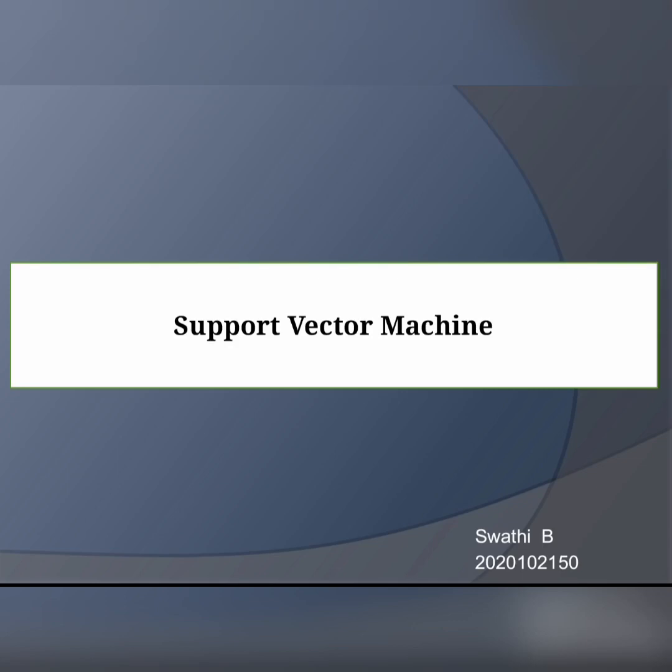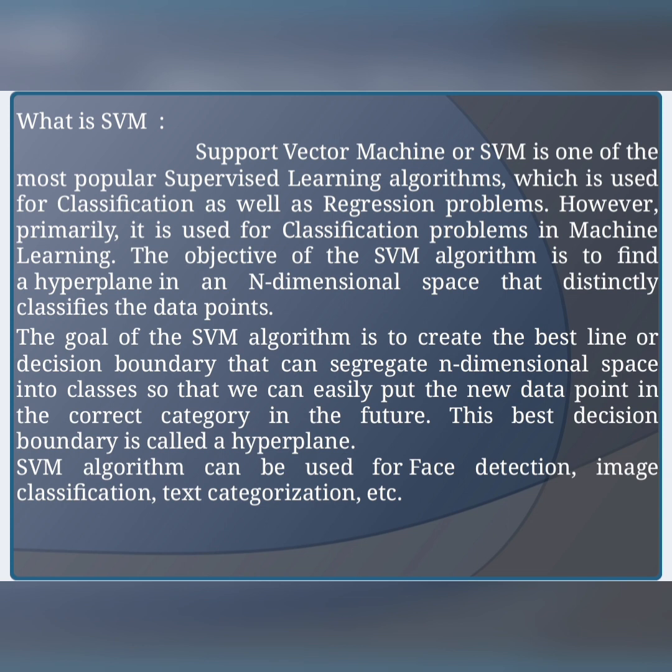Everyone, today we are going to see about support vector machine. Support vector machine is used to solve classification and regression problem statements. It is also one of the most popular supervised learning algorithms, used for classification as well as regression problems. The goal of the SVM algorithm is to create the best line or decision boundary that can segregate n-dimensional space into classes, so that we can easily put new data points into the correct category.